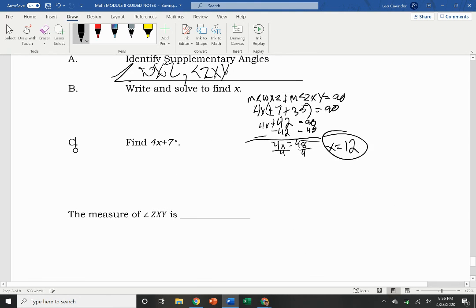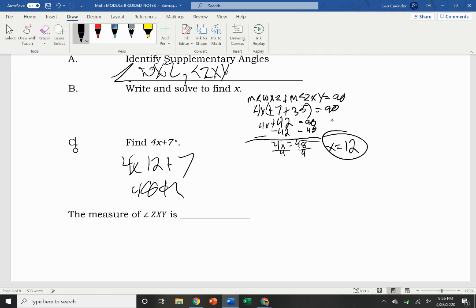So now that we have x, we need to find 4x plus 7. So we just plug it in: 4 times 12 plus 7, 48 plus 7, which would give us 55. So the measure of angle ZXY is 55.